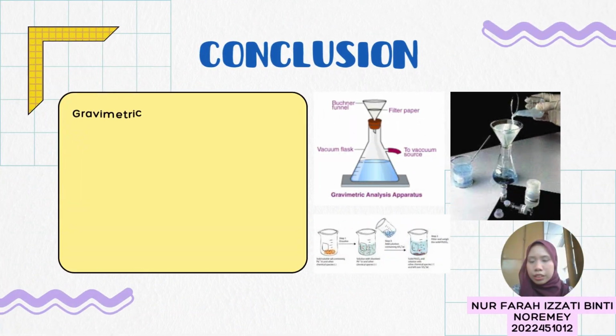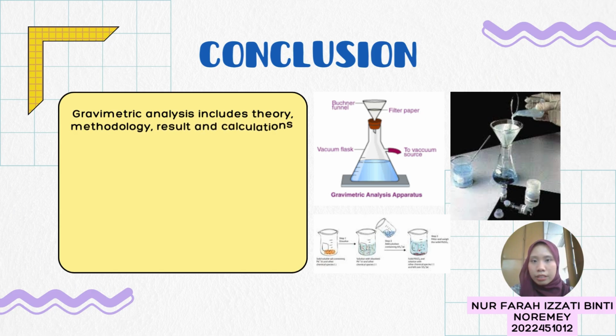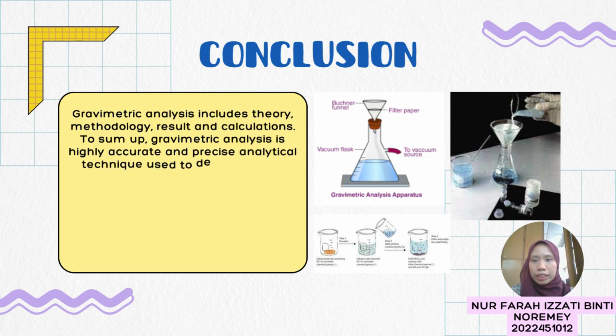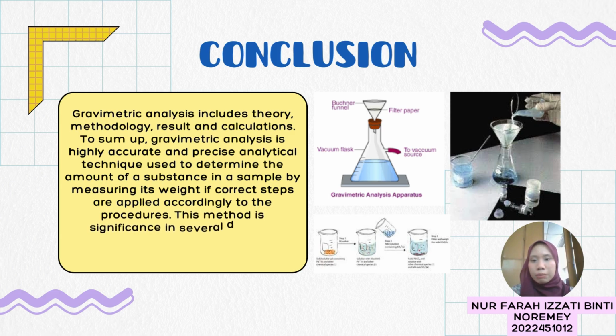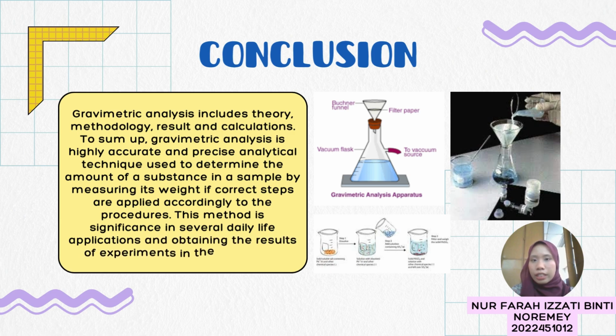So in conclusion, gravimetric analysis includes theory, methodology, results, and calculations. To sum up, gravimetric analysis is a highly accurate and precise analytical technique used to determine the amount of a substance in a sample by measuring its weight, only if correct steps are applied according to the procedures. So this method is significant in several daily life applications and in obtaining the results of experiments in the laboratory.